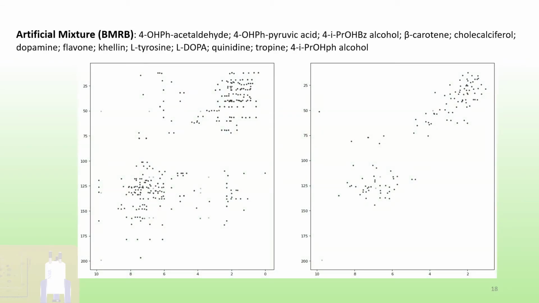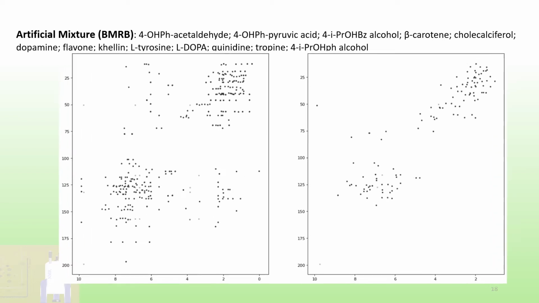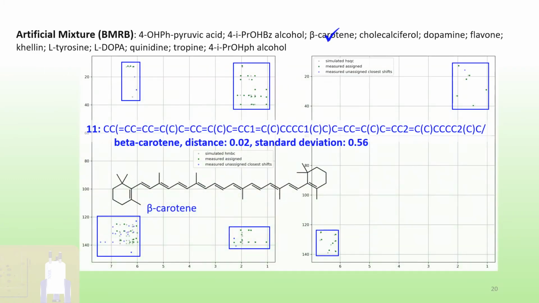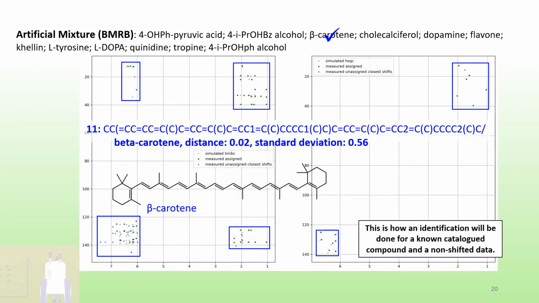So to make it more interesting, we got some different compounds, or actually different data, from the BMRB and created an artificial mixture. This is the reconstructed raw spectra from the peak data for this artificial mixture. So we ran everything into our pipeline, and let's analyze the visual validation part.